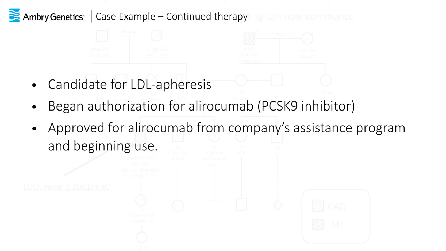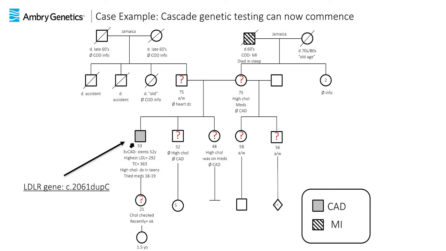So bringing this back to his pedigree and bringing it back to look at how this type of information can be helpful, we know that based on the fact that this patient was indeed found to have a pathogenic gene mutation in the LDL receptor gene, cascade genetic testing can now commence. And as you can see, this would be recommended to all of his first degree relatives, his mother, his father, his brother, his sister, and his daughter.